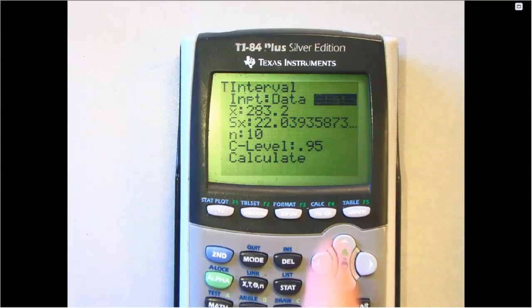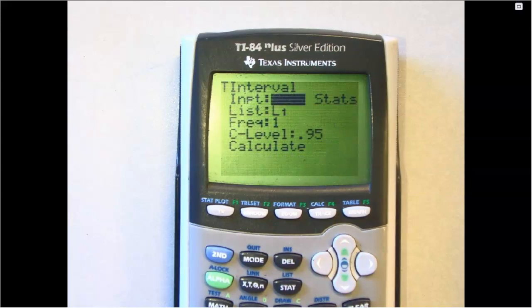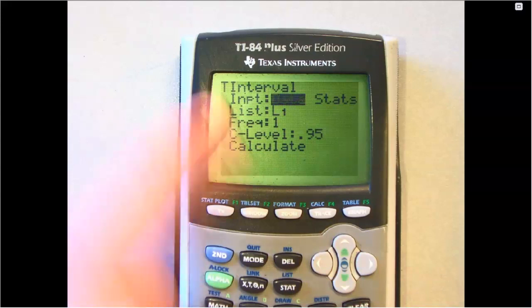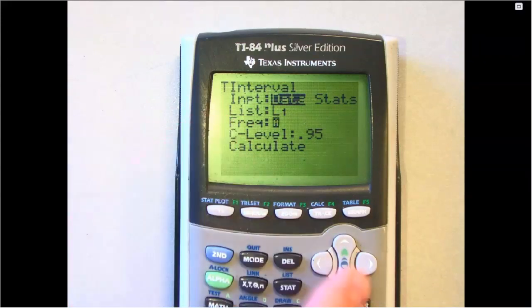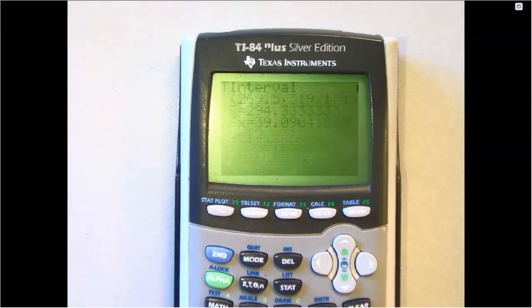But here's the cool thing: go to data, and you could just tell it, I'm not going to tell you the mean and standard deviation, you figure it out. Your data's in L1. Frequency you want to be 1. I think you can probably clear it. 0.95, and it'll do the whole thing for you. So here's your new mean, here's your standard deviation, here's your interval. You can tell your calculator, look in the list and just use those, and it does everything.